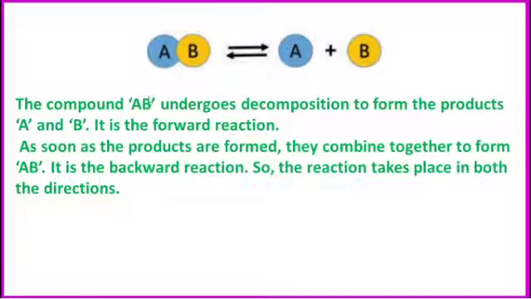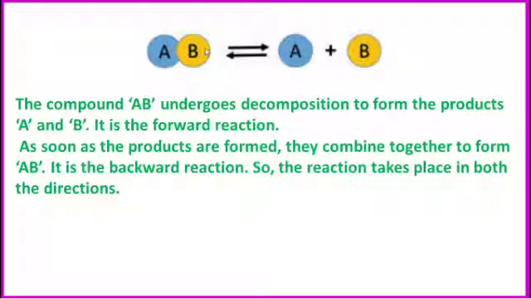In this example, the compound AB undergoes a decomposition reaction to form the products A and B. It is a forward reaction. As soon as the products are formed, A and B combine together to form AB. It is a backward reaction. So the reaction takes place in both directions.